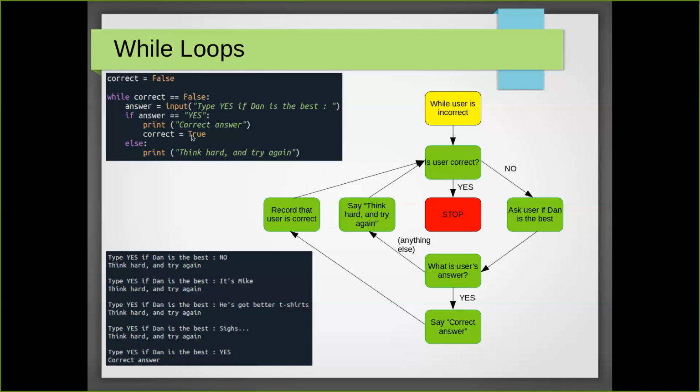And by setting correct to true, when it now goes back around that loop, correct is no longer false. So you will then exit that loop. It will not go around again. However, if they didn't answer yes, they put anything else other than yes in block capitals, because they feel that strongly, then it will print think hard and try again. And correct is still false, so it'll keep going around that loop.